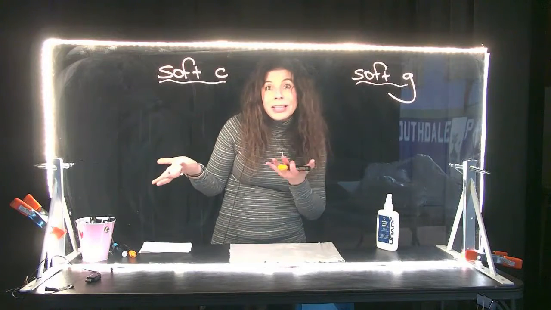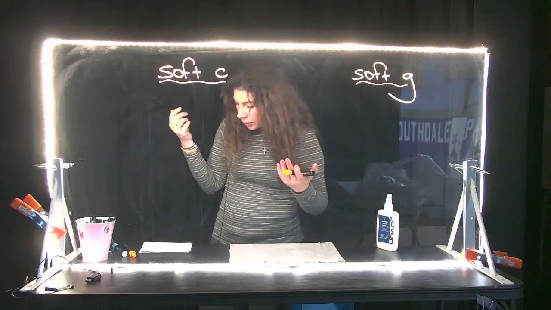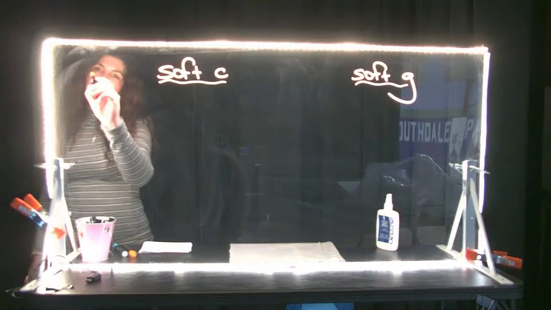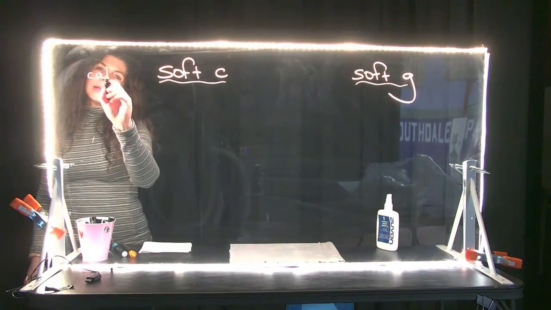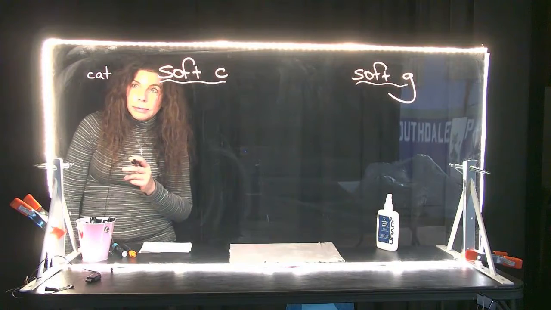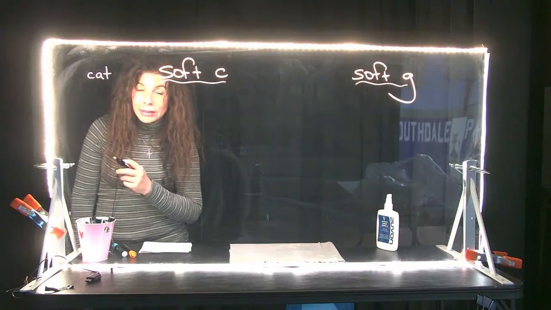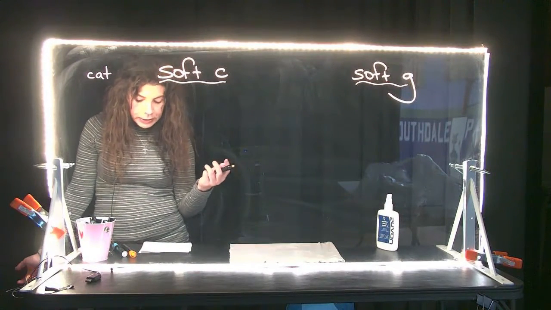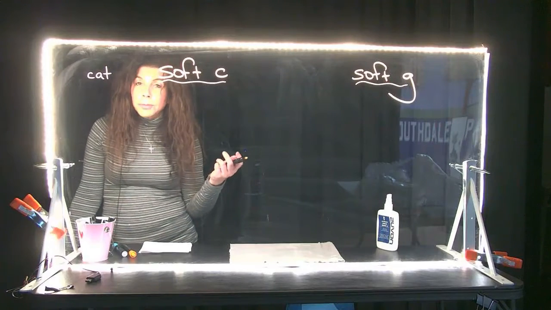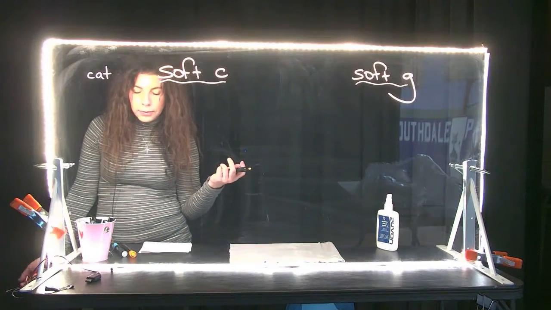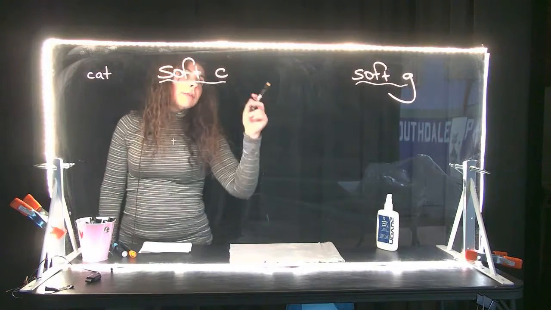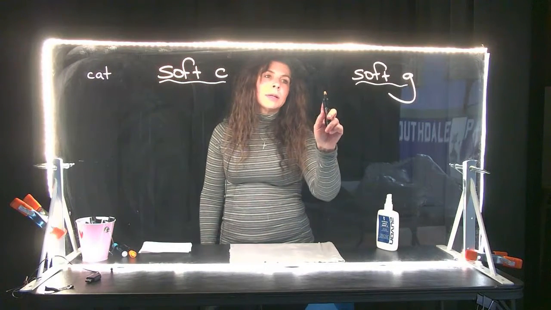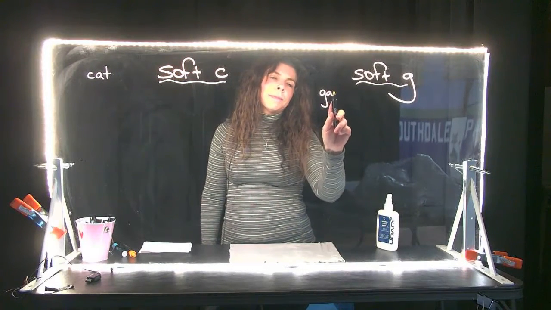So first off, let's review a regular C. So you learned that a regular C, cat, right? That's what a C sounds like, cat. If I see a C in a word, it's going to make a k sound. If you see a G in a word, it's going to make a g sound, like in game.